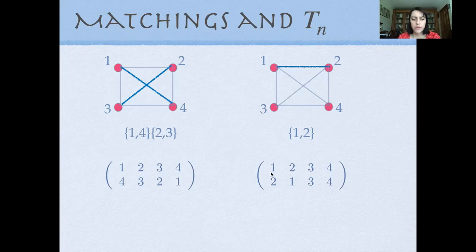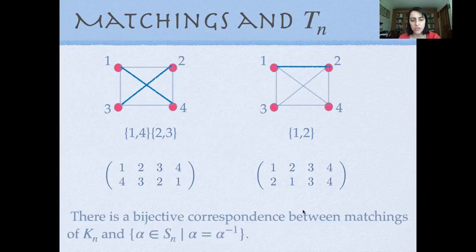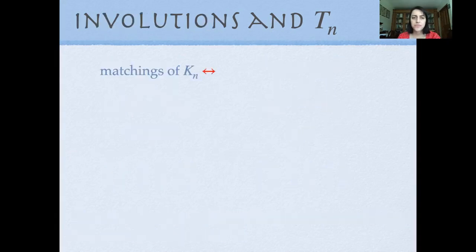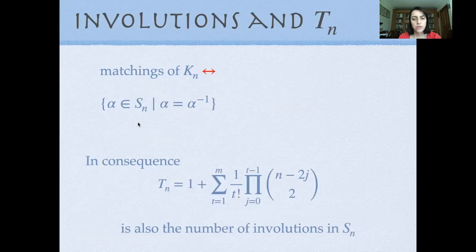So we can associate to this matching the permutation which interchanges only 1 and 2. In this way, we have a bijective correspondence between matchings of the complete graph for n vertices and involutions in the symmetric group. So telephone numbers are in bijection with matchings of the complete graph, but matchings of the complete graph of n vertices are in bijection with involutions in the symmetric group. As a consequence, this telephone number, which we obtained before, is also the number of involutions in the symmetric group for n elements.